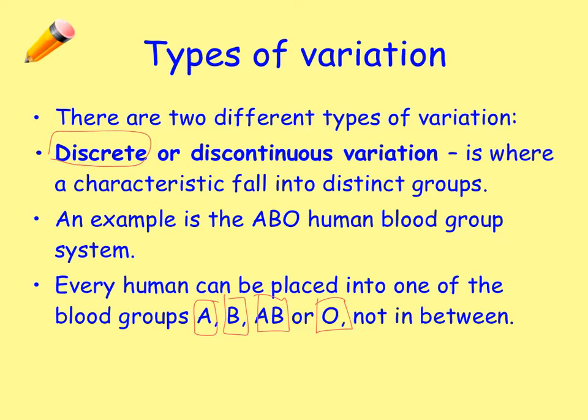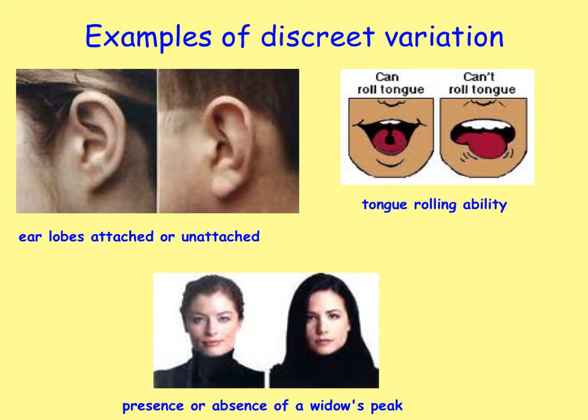There's not a kind of C in there, or some shade of some other blood group. You're either blood group A, or blood group B, or blood group AB, or blood group O. There's not any other categories. That's an example of discrete variation. With earlobes, you can have either attached earlobes, like the situation here, or unattached earlobes. So it's either one or the other.